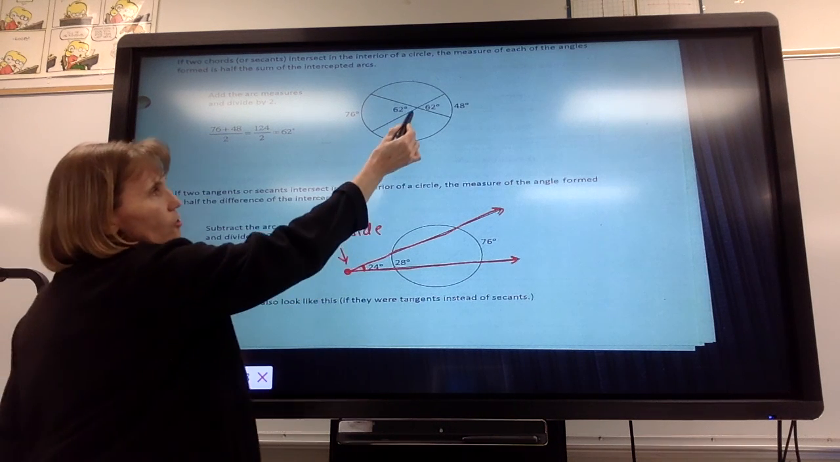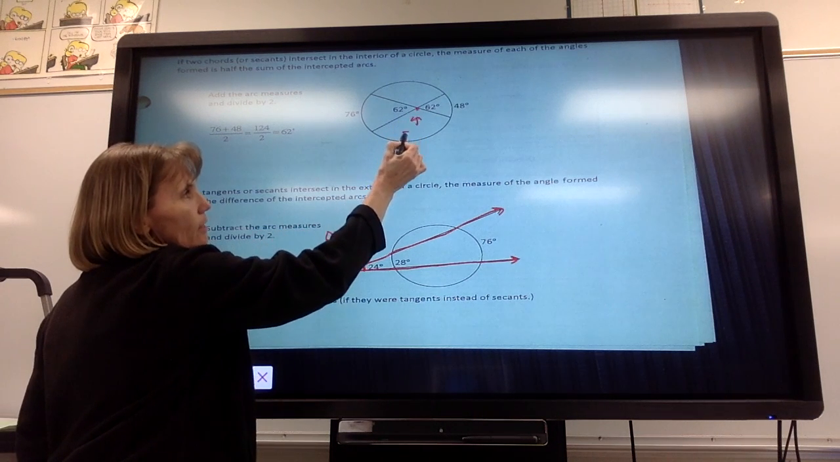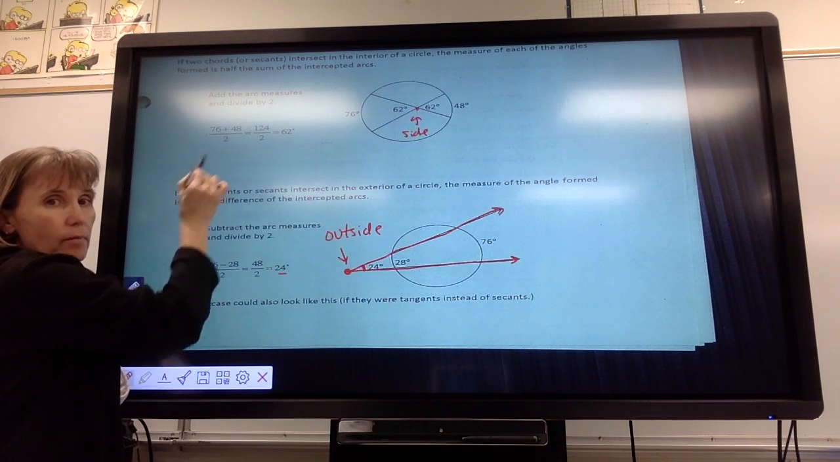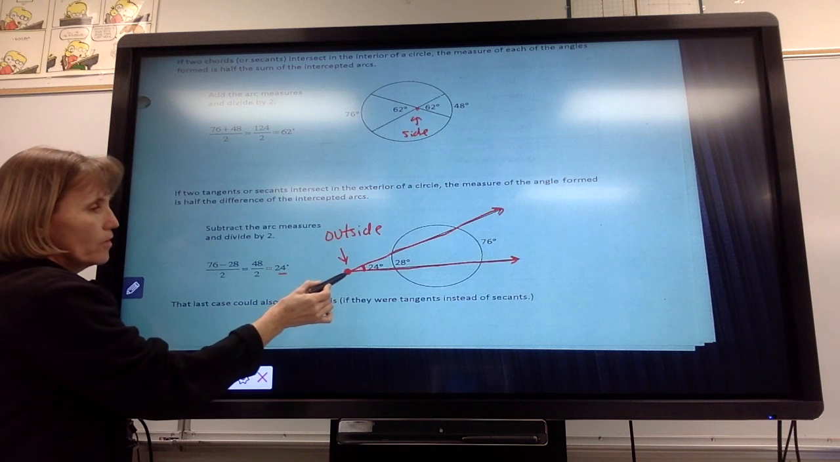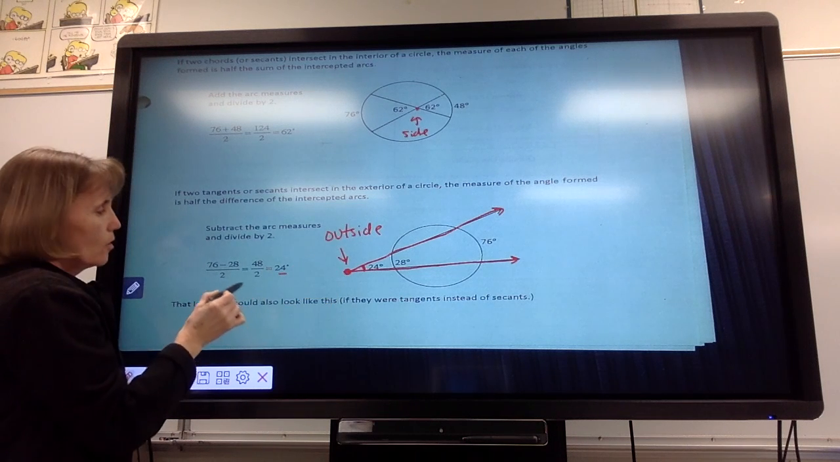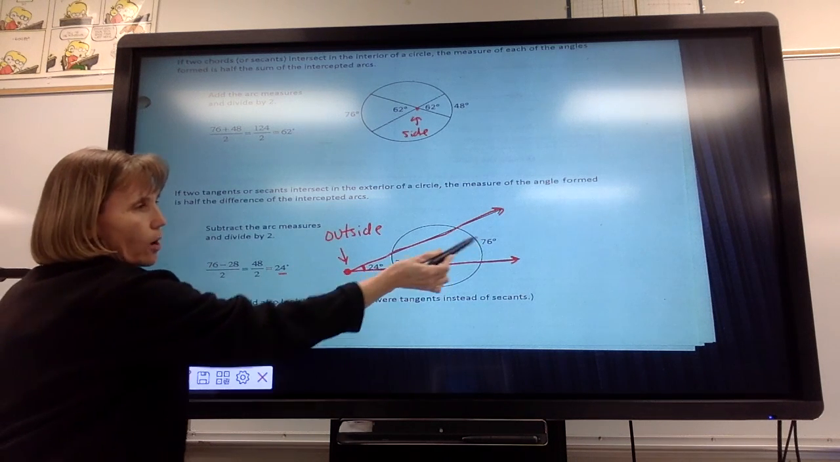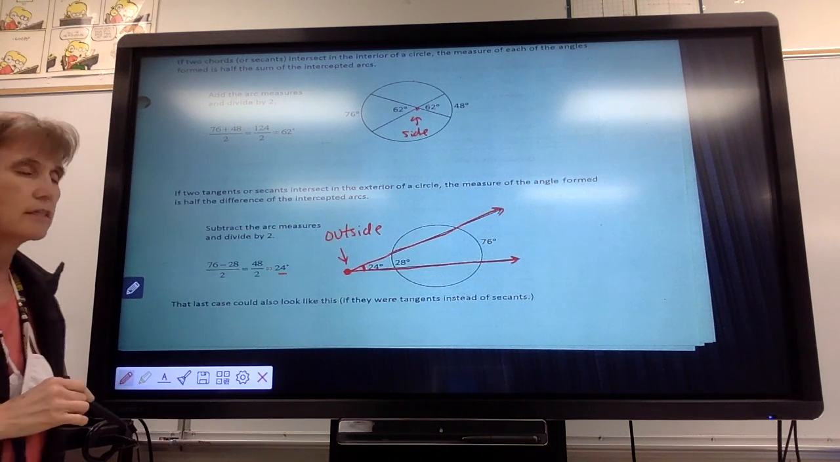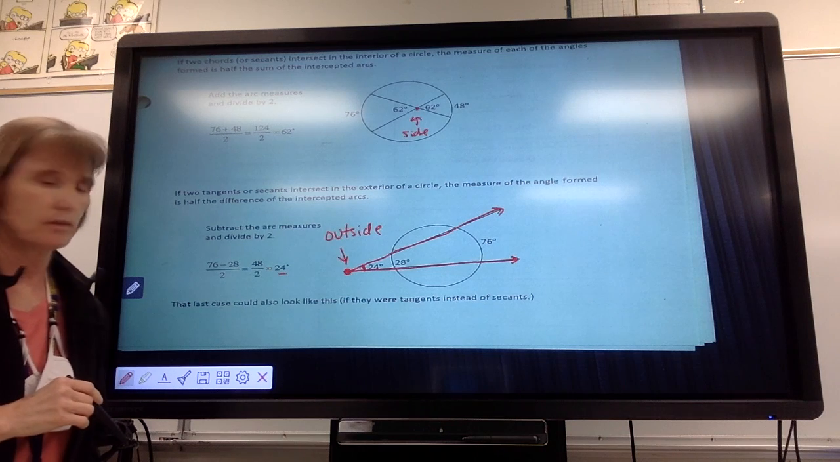So if the point of intersection is inside the circle, we're going to add the two arcs and divide by 2. If the point of intersection is outside the circle, then we're going to subtract the two arcs and divide by 2. So you really need to look and to see where that point of intersection is.